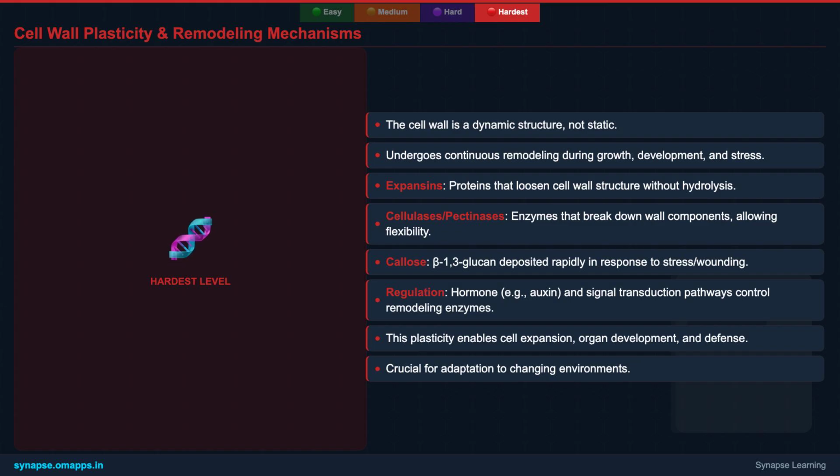Enzymes like cellulases and pectinases actively break down and synthesize wall components, enabling flexibility and growth. Callose, a beta-1,3-glucan, is rapidly deposited in response to stress or wounding, forming a temporary barrier. These remodeling processes are tightly regulated by plant hormones, such as auxin, and complex signal transduction pathways. This dynamic nature allows plant cells to expand, differentiate into various tissues, and mount effective defenses, highlighting the cell wall's sophisticated role in plant biology and its incredible adaptability.